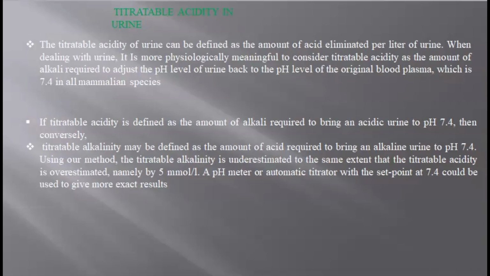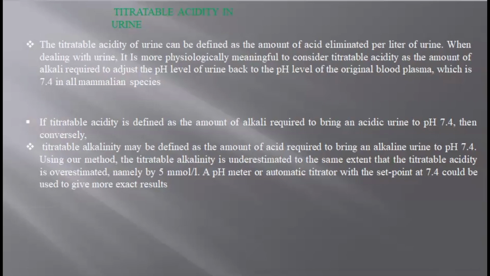To move ahead, titratable acidity of urine can be defined as the amount of acid eliminated per liter of urine. And when dealing with urine, it is more physiologically meaningful to consider titratable acidity, since the urine is coming out of the body, so it has something to do with the normal physiological condition of the body, which is the body pH of 7.4. To explain better, titratable acidity is the amount of alkali required to adjust the pH level of urine back to the pH level of original blood plasma.